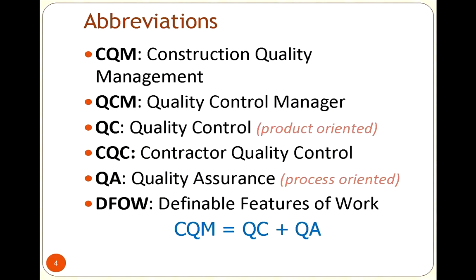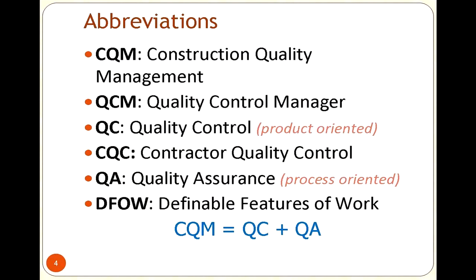Now, there is a slight difference. One of them is about making sure you have a quality product, and the other is making sure that the process behind that is assured. It's quality assurance to make sure that the product is installed correctly and that it's working as intended to fit your scope. But another term that you're going to see quite a bit is DFOW.